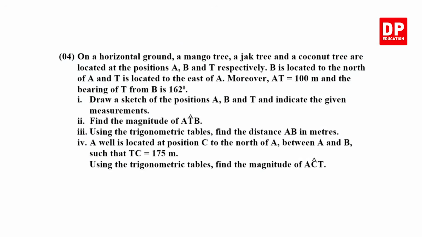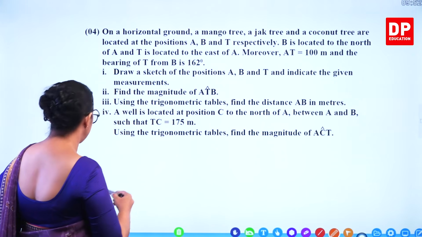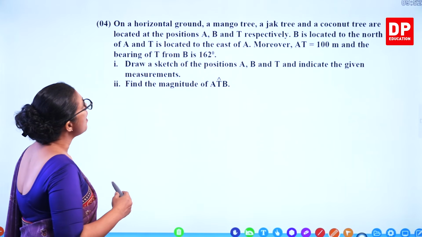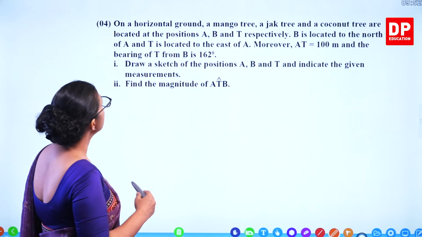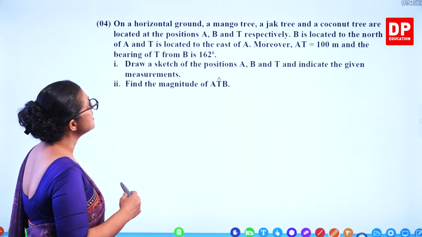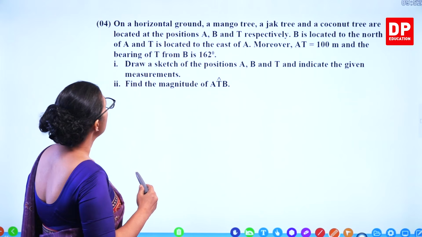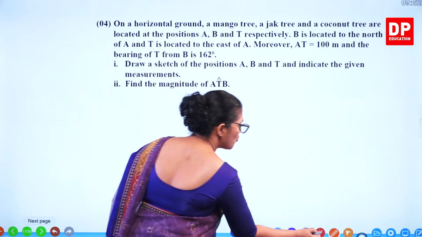Now we'll take the next one. Question number 4. So you get 4 marks for this question. On a horizontal ground, a mango tree, a jack tree and a coconut tree are located at the positions A, B and T respectively. B is located to the north of A and T is located to the east of A. So we'll try to draw this.